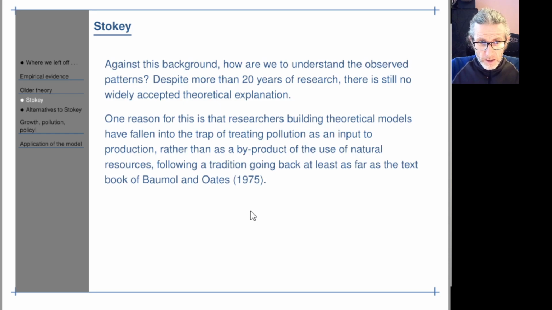So, against this background, how are we to understand the observed patterns? There's still no widely accepted theoretical explanation. One reason for this is that researchers building theoretical models have fallen into the trap of treating pollution as an input to production rather than as a byproduct of the use of natural resources. And that trap, the tradition of thinking that way, goes back at least as far as Baumol and Oates' textbook.